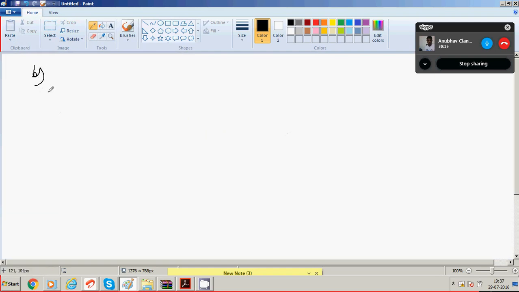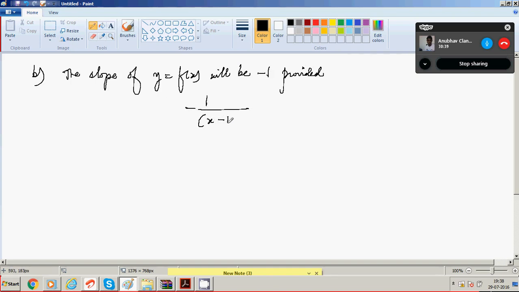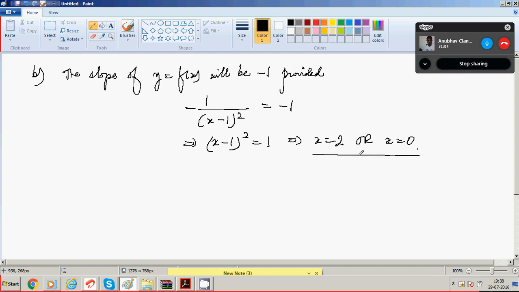So part B is the slope of y equal to f of x will be minus 1 provided minus 1 over x minus 1 whole squared equals minus 1, which implies x equal to 2 or x equal to 0 on solving the quadratic equation. Okay, did you take notes? Yes.